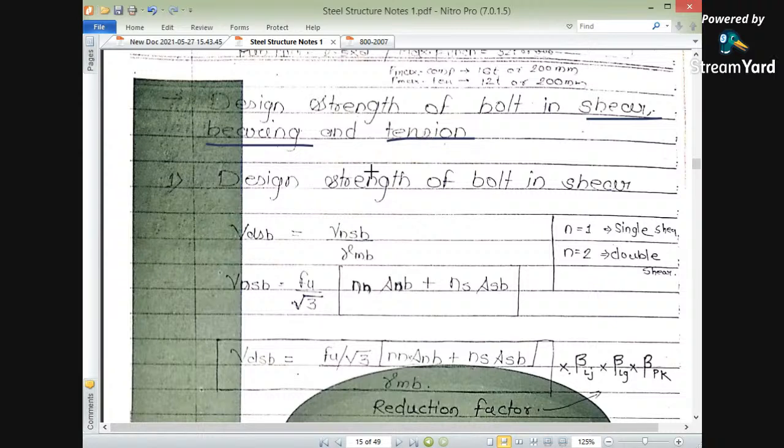So how do we find this, or from which page numbers of the IS code do we find the shear value, bearing value, or tensile strength of bolt? Okay, so we will see which page numbers we have to refer to. In page number 73, all these criteria have been given, so we will switch over to that page.